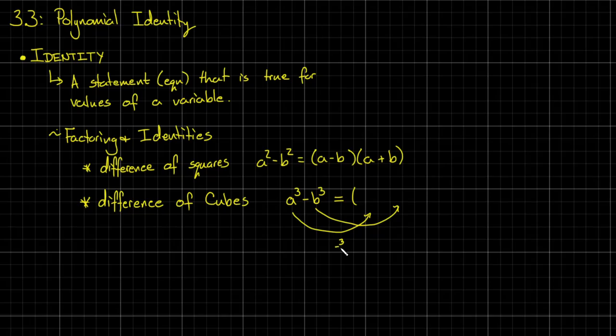So cube root. What is the cube root of a cubed? A. And notice the sign is minus. I'm going to stick with that for now. A minus, what's the cube root of b cubed? B. All right. Now, I'm trying down here with these, like this is pretty much the step-by-step stuff. We'll do examples of this here in a minute, but I want us to see if we can't think stuff out.